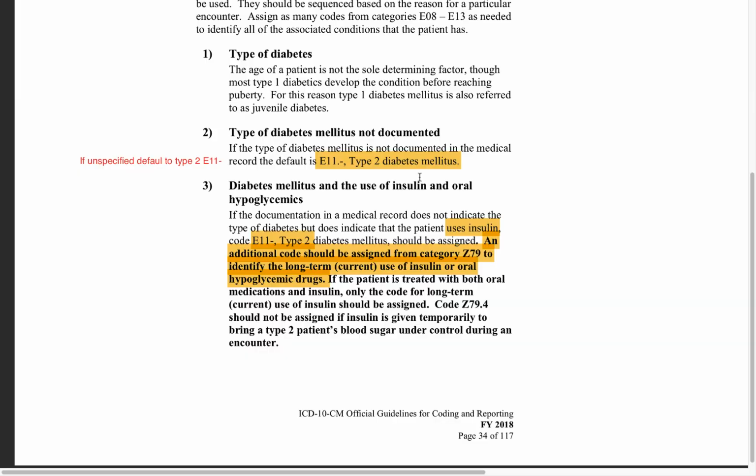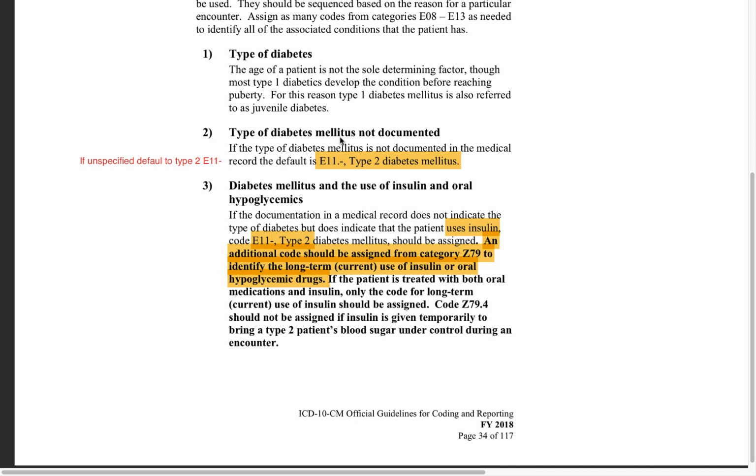Now we're going to go over some other main guidelines. Turn to the diabetes section. Type of diabetes not documented. If the diabetes type is not documented in the medical record, you must default to type 2, E11.